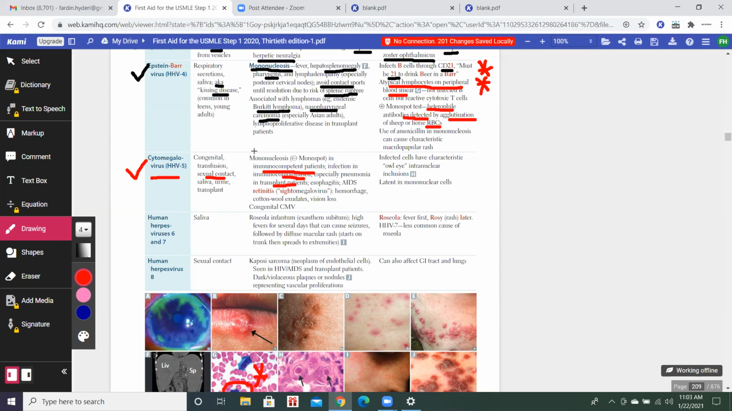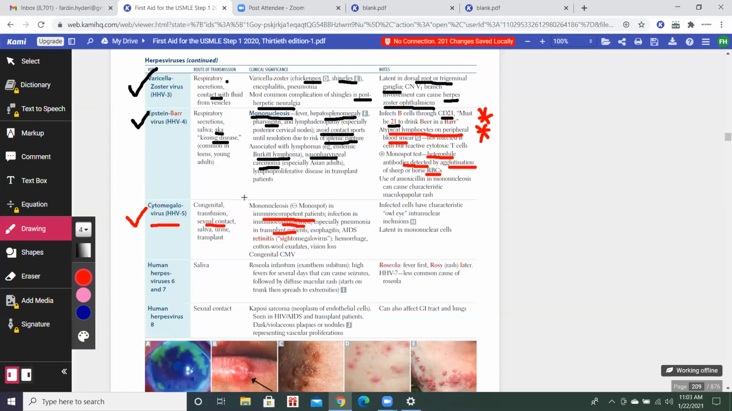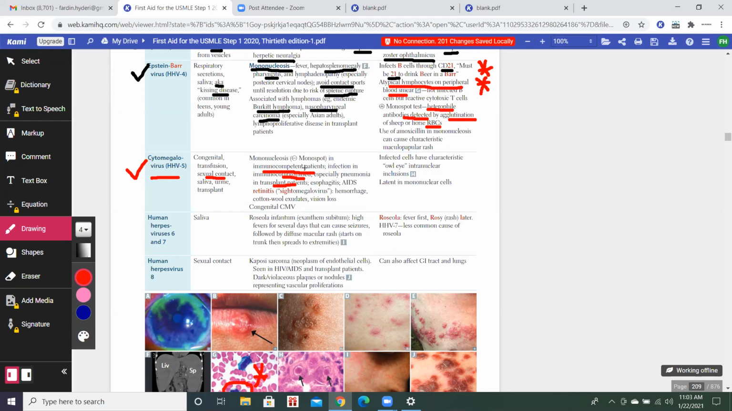This can also cause mononucleosis, that is fever, hepatosplenomegaly, and lymphadenopathy. If we do the heterophilic antibody test or monospot test and it's negative, then we can think about cytomegalovirus or Toxoplasma gondii. So this can cause negative monospot mononucleosis in immunocompetent patients, and infections in immunocompromised patients, especially pneumonia.